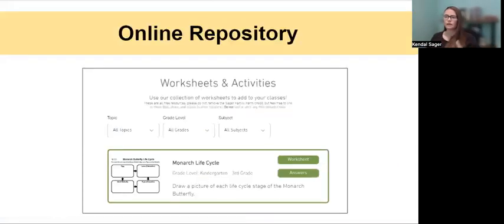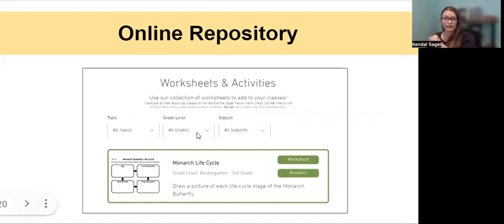So I created an online repository for the worksheets. It's totally free. It has these little search boxes up top for the topic, because I do Sager Family Farm, I mostly do bees, but I've got monarchs and some other things in there. So you can choose bees, butterflies, just pollinators in general. So you can choose a topic.